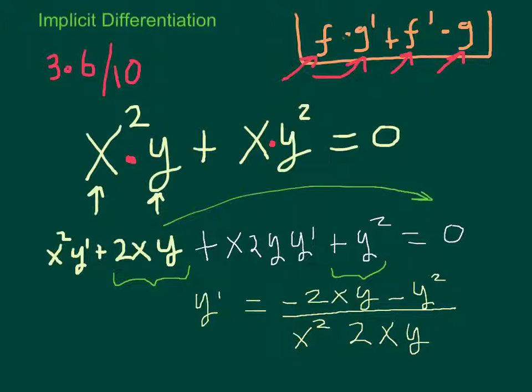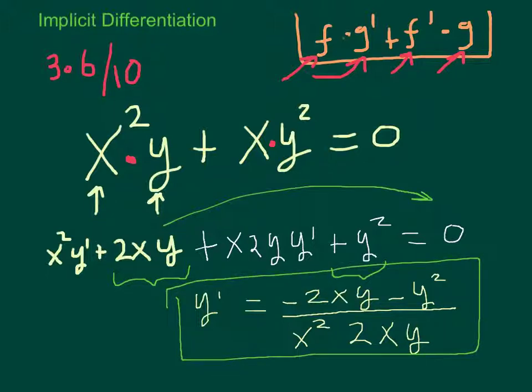So make sure you keep in mind that every time you see a y, there's going to be a y prime. Also keep in mind that if you see an x squared and a y together, that means they're multiplied, so you have to apply the product rule, which is right here. So keep that in mind, and hope this helped you. Good luck in the test.